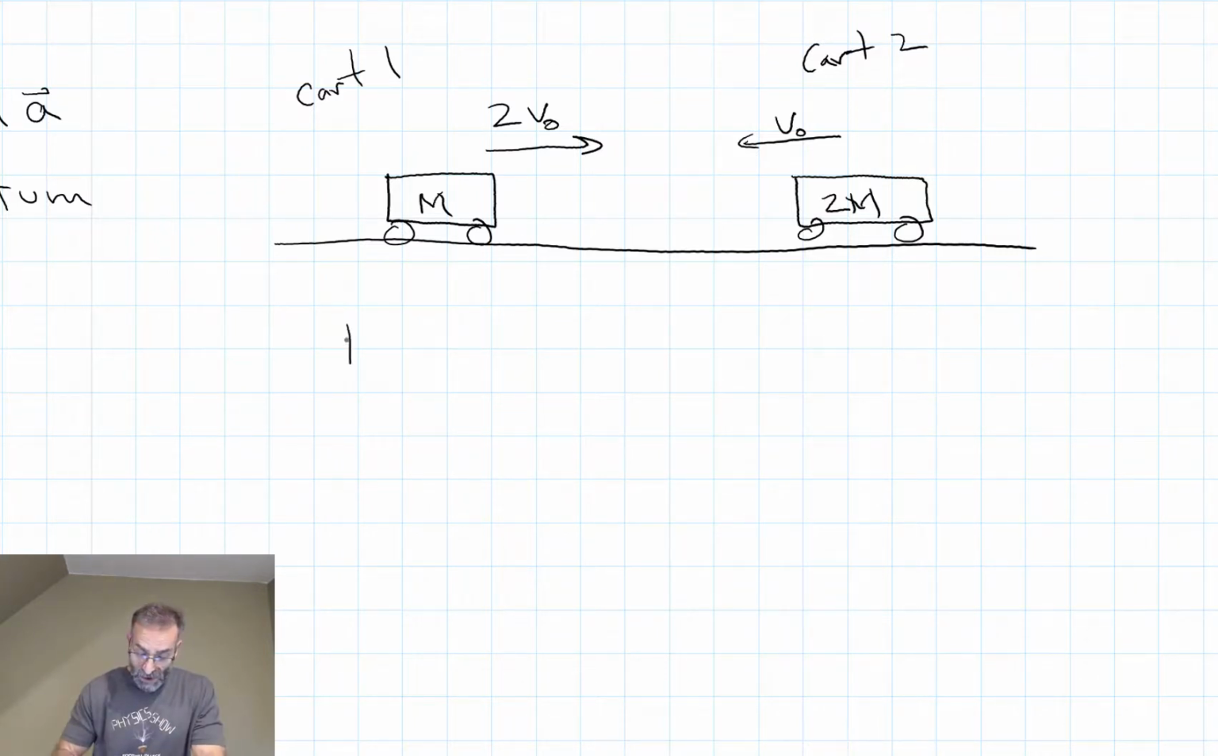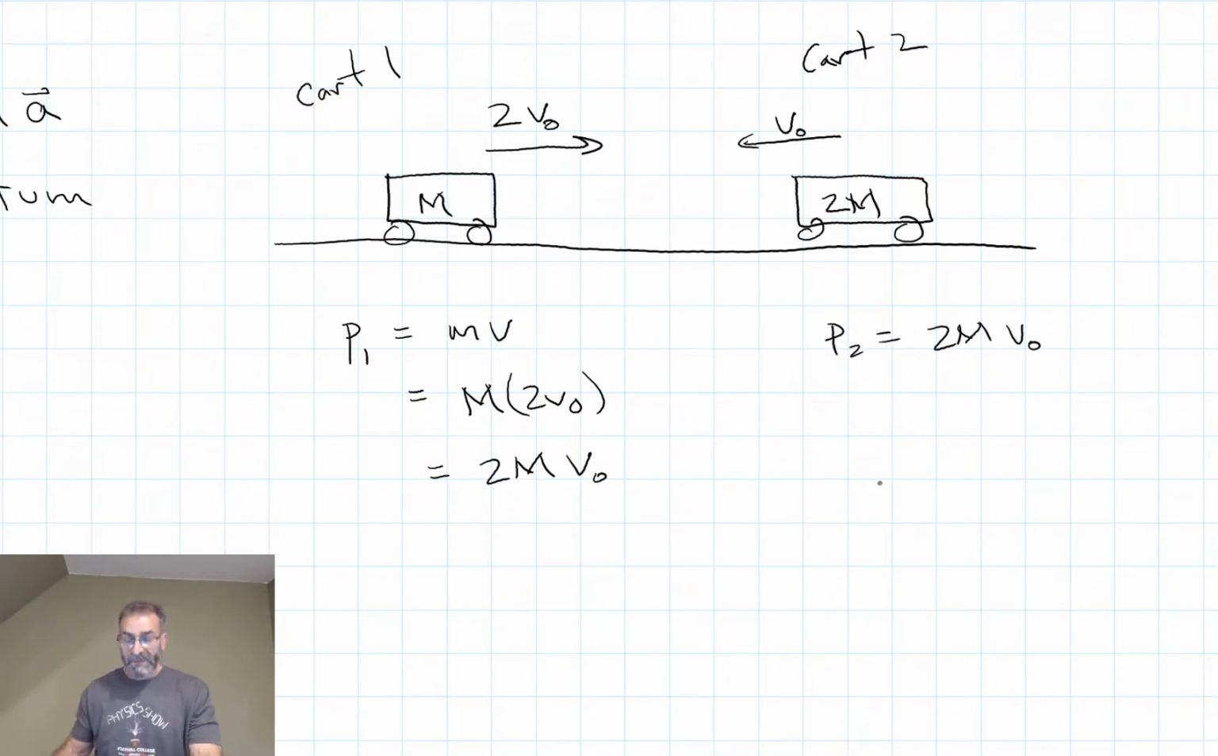So there's a momentum in cart 1, m times 2v0, and there's a momentum in cart 2. And the magnitudes are the same. But we know that momentum's a vector quantity, and these point in opposite directions, so they cancel each other out. The system actually has zero momentum at this instant. And that means after these two carts collide, the system of these two carts also has to have zero momentum.